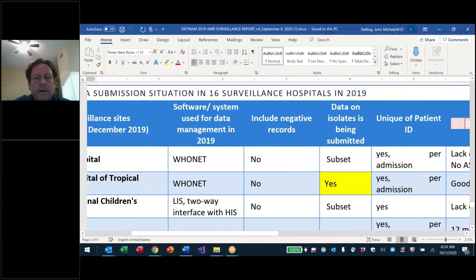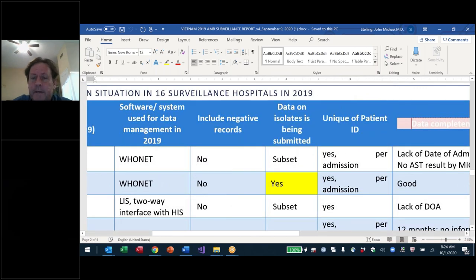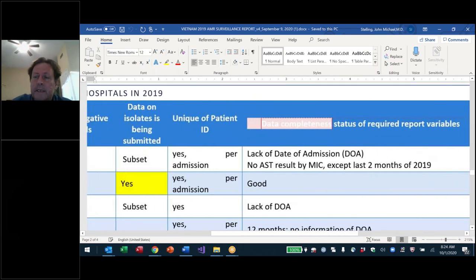What do they use, WHONET or something else? Do they include the positives? Do they include the negatives? Well, do they include the positives? Yes. But do they include the negatives? Data on isolates is being submitted. All of it, a subset of data. Do they have this? Data completeness comments.